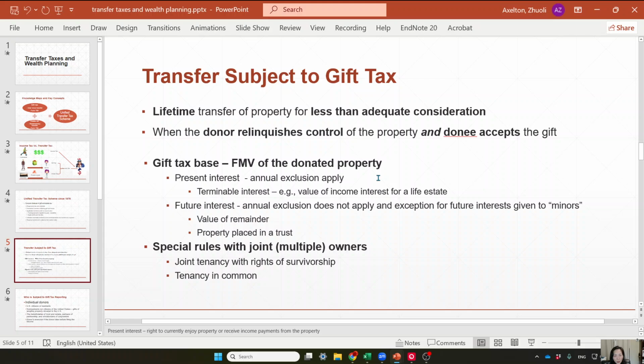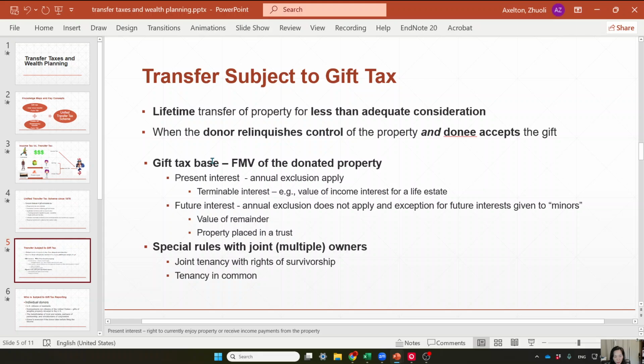Now let's take a look at the gift tax. What transfers are subject to gift tax? Generally speaking, it covers the lifetime transfer of property for less than adequate consideration. And again, the other thing is we want to make sure the transfer is complete. So the gift is complete when the donor relinquishes control over the property and the donee accepts the gift. So both parties have to take actions.